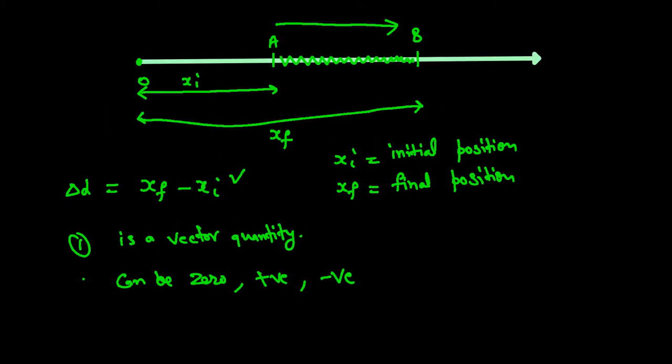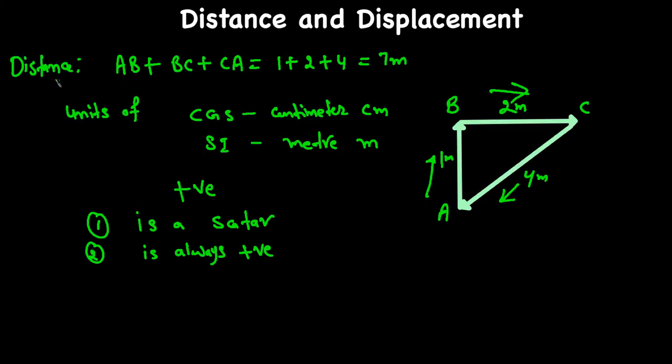Think about it. If we go back over here, my final position and initial position are the same. That means if those two numbers are the same and you subtract them, that gives you 0. So in that case, displacement is 0. In the example we used for distance, displacement is equal to 0, while distance is 7 meter.